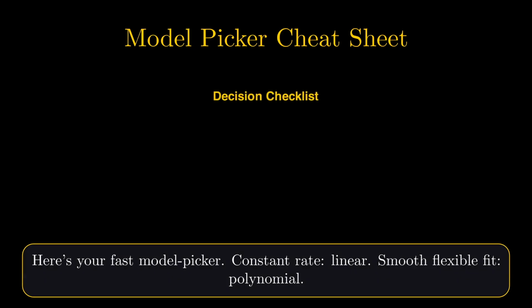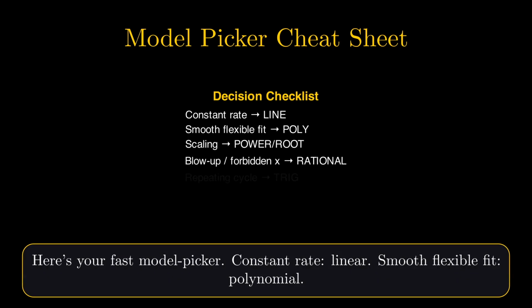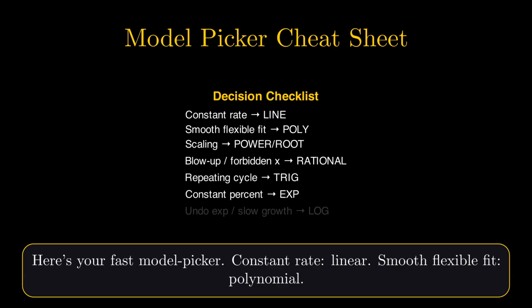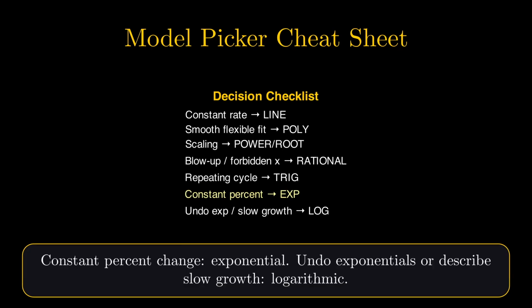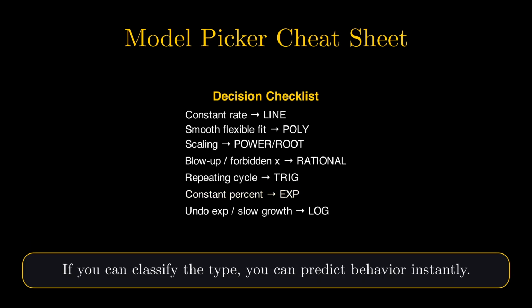Here's your fast model picker. Constant rate, linear. Smooth flexible fit, polynomial. Scaling laws, power or root. Denominator creates blowups, rational. Repeating cycles, trig. Constant percent change, exponential. Undo exponentials or describe slow growth, logarithmic. If you can classify the type, you can predict behavior instantly.